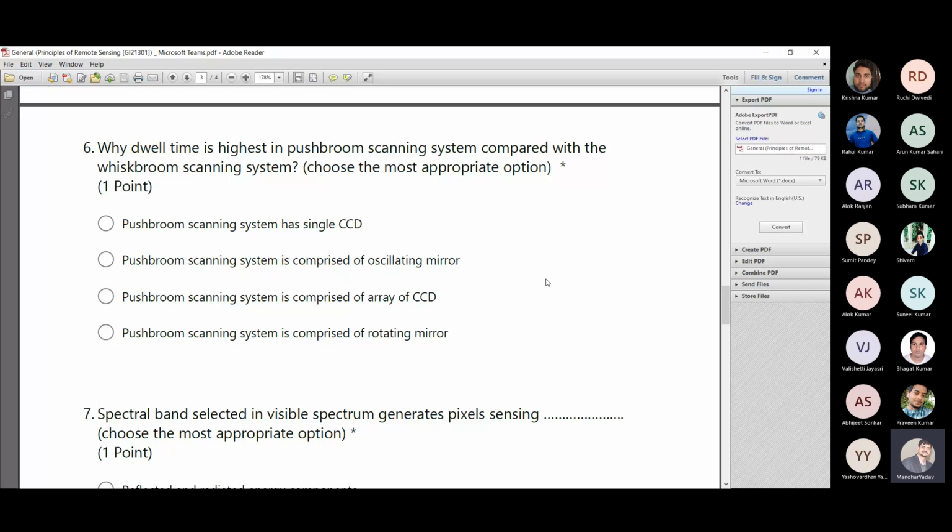If we synchronize the operation of whiskbroom and pushbroom scanning systems, and if we decide similar parameters, specifically the time allocated to sense the entire ground resolution cells across the trajectory. Okay. So in case of pushbroom scanning, single CCDs, single GRC, one GRC is given the entire time T. They are sensed for that entire time. While in case of the whiskbroom scanning system, that time T is further divided by the total number of GRCs across the trajectory, okay, along the swath. So the correct option is the pushbroom scanning system is comprised of an array of CCDs.